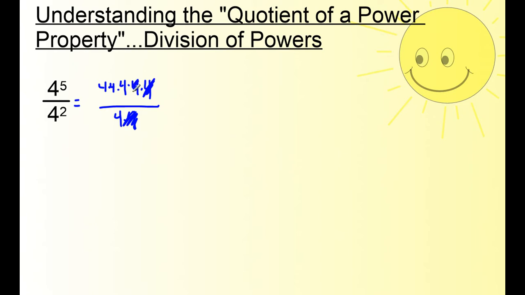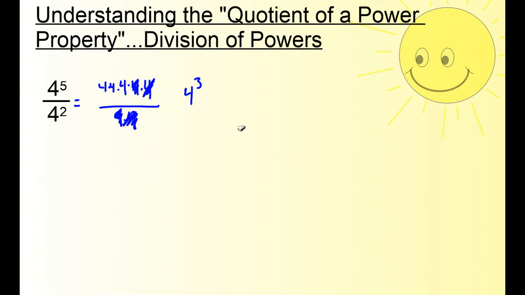Now, I'm going to keep going. I'm going to keep canceling. As long as I have one on the top and one on the bottom to cancel out, I'm good. And there I've done it. So now I have only 3 4s left on the top. So that would make this just 4 to the 3rd power on the top with nothing down below. And typically if you have this over 1, well, you really don't need it. It just kind of goes away.